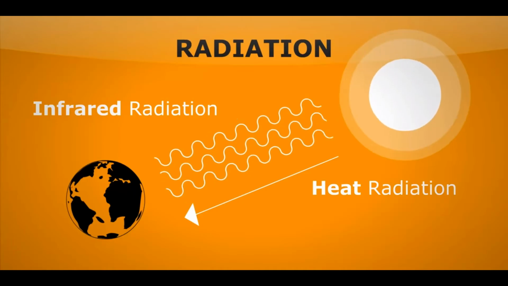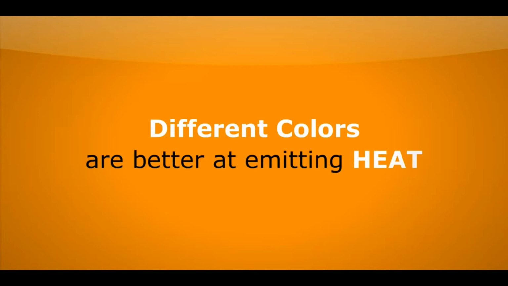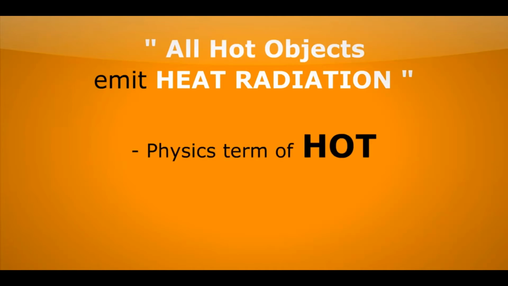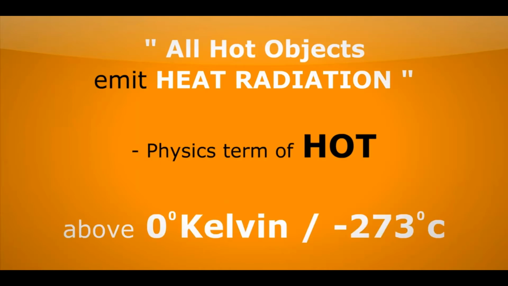So, let's look more at this process of heat transfer by radiation. We actually find that different colours are better at emitting heat than others. Now, all hot objects emit heat radiation, and this is a physics term of hot. What it essentially means is any object above 0 degrees Kelvin or minus 273 degrees Celsius. That's what us physicists mean by hot.